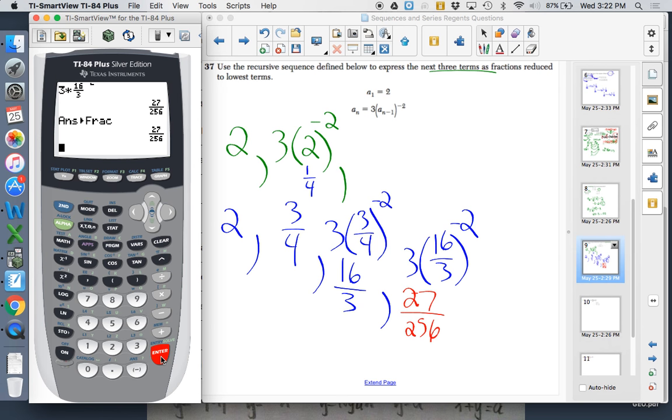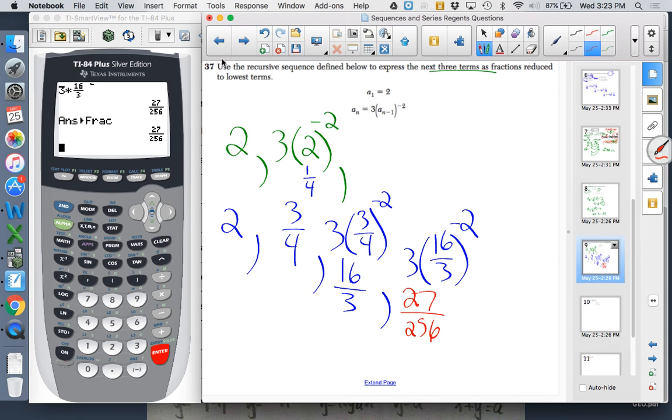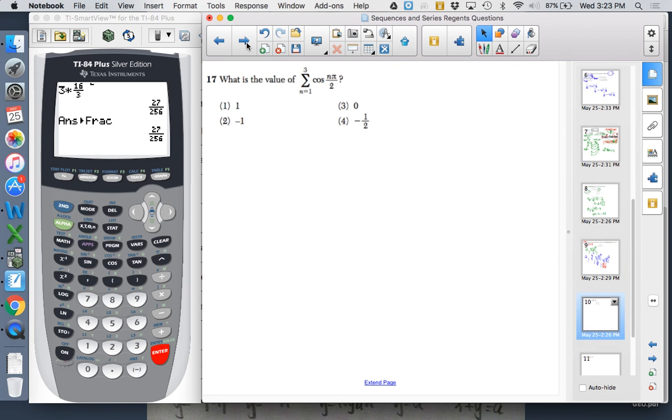And this is question 37, so this is probably a 4-point problem. Moving on, more sigma for us to do. And they're throwing in a trig function now too.